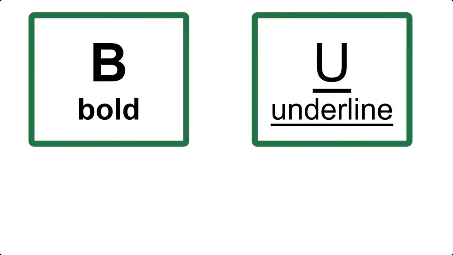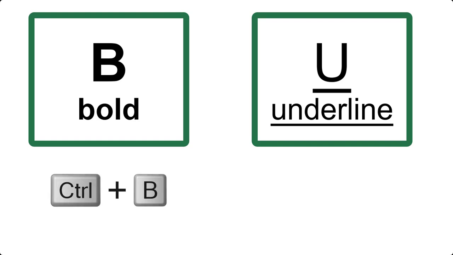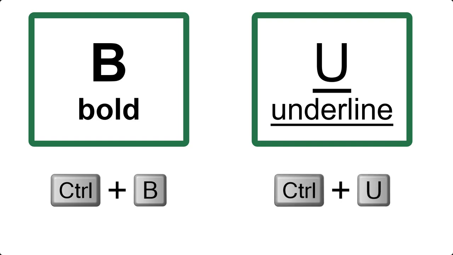You can also do the same actions using keyboard commands. Holding down the Control key and pressing the letter B makes the selected text bold, and Control plus the U key underlines the text.